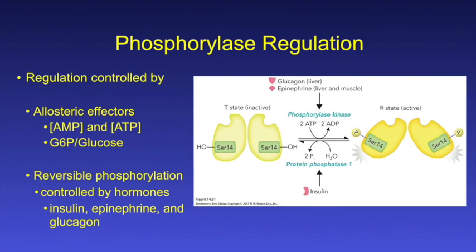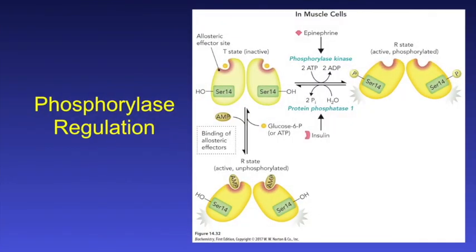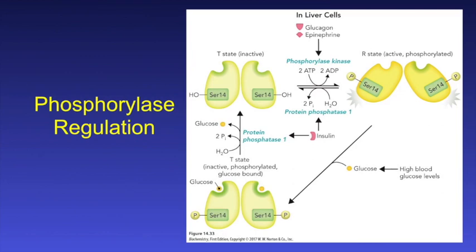Regulation occurs with phosphorylase in two different ways. Again, allosteric and then hormonal. But it is a little bit more complex because this is the first time that I'm really going to ask you to think about this in two different tissue types. So this slide starts off general regulation, and then we have a particular slide that says muscle and a particular slide that says liver.